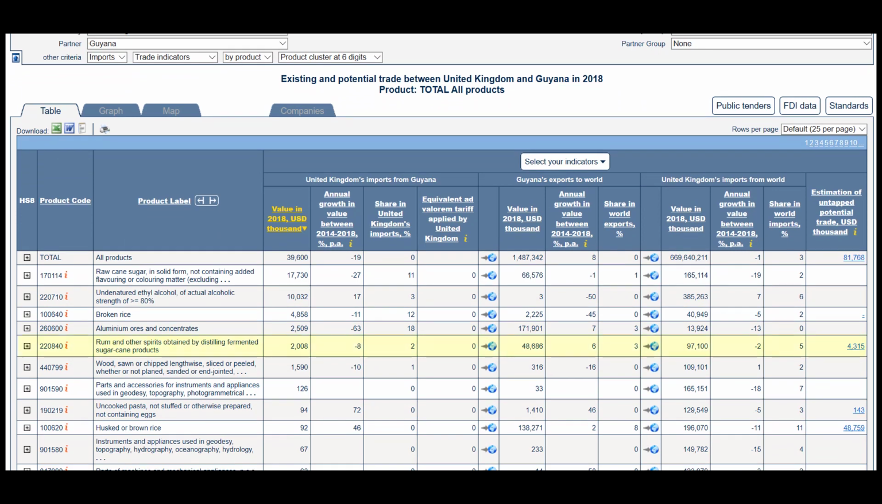For 22-08-40, rum and other spirits obtained by distilling fermented sugarcane products, and 10-06-20, husked or brown rice, untapped potential exists. In the case of rum and other spirits from fermented sugarcane, Guyana has a potential to export around $4.3 million more to the United Kingdom.